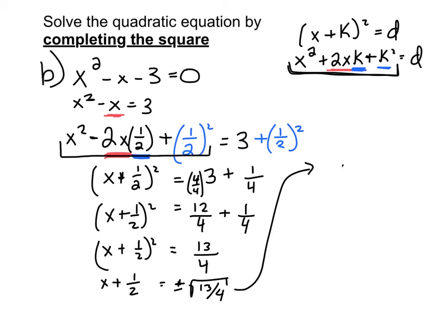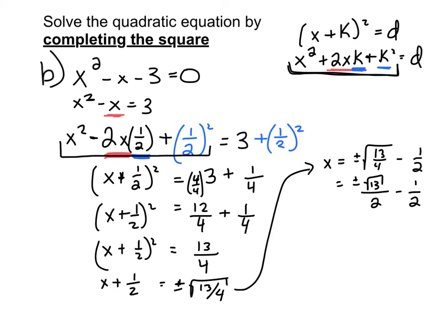So I have here, I need to subtract 1/2 from both sides of the equation to get x by itself. So x equals plus or minus the square root of 13 over 4 minus 1/2. Now I can simplify this a little bit more. I can take the square roots onto both the top, so 13, and the bottom of this fraction. So the square root of 4 is 2.